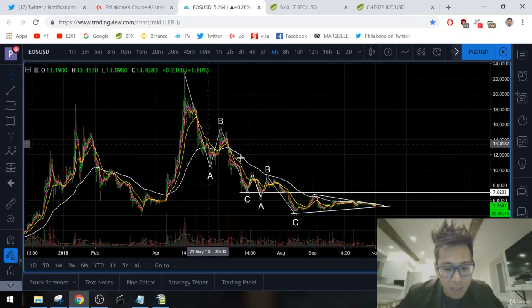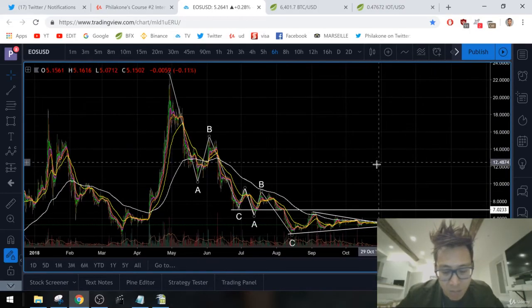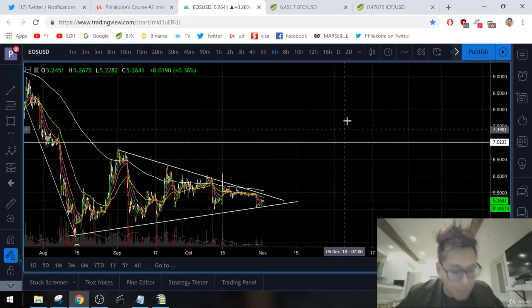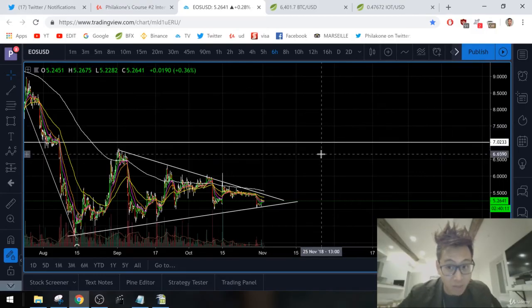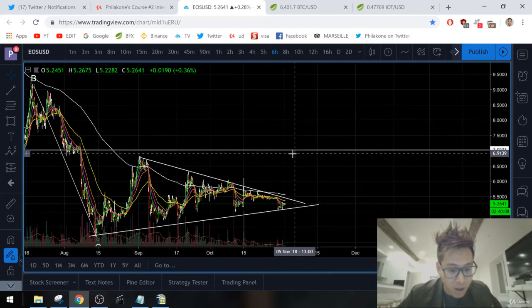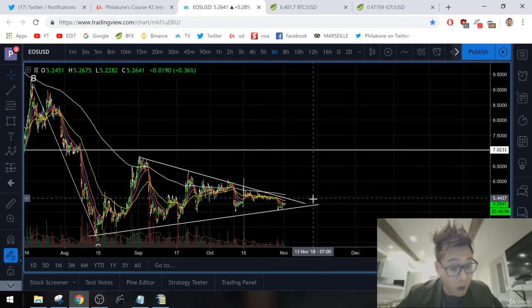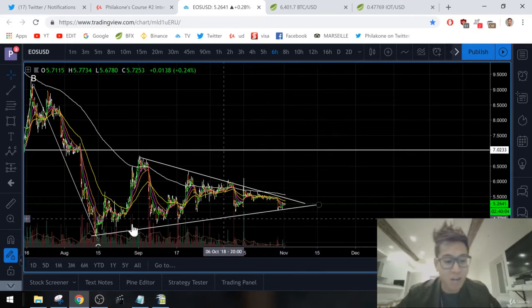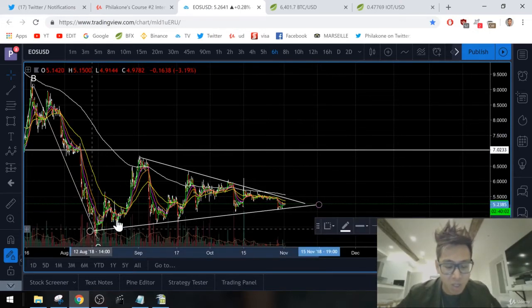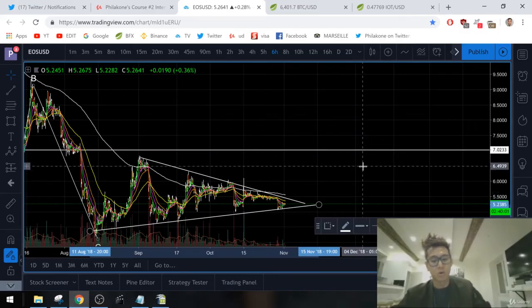This is an ABC with an extended ABC in my opinion. In my opinion, keep in mind, everybody counts Elliott waves differently. Please remember that, okay? I believe that it's going to break out either down or either up, and we got to play it just like how we play all symmetric triangles like I've taught you guys in course number 1.